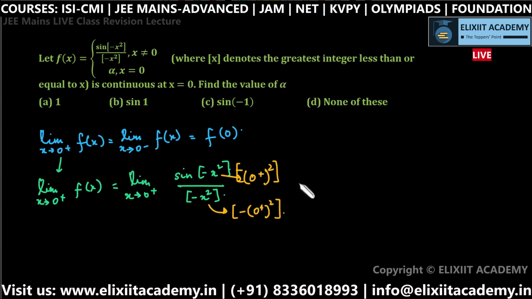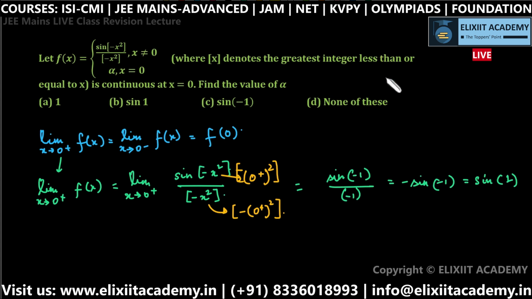This is sine of minus 1 divided by minus 1, which is minus of sine minus 1, and which is finally sine of 1. This is sine of 1. Clear with this limit?